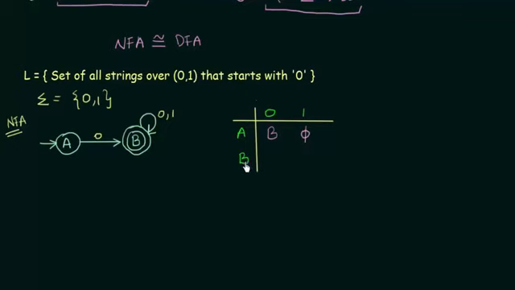And let's come to state B. B on getting input 0, where does it go? It goes to B itself. And B on getting input 1, where does it go? It goes to B itself.